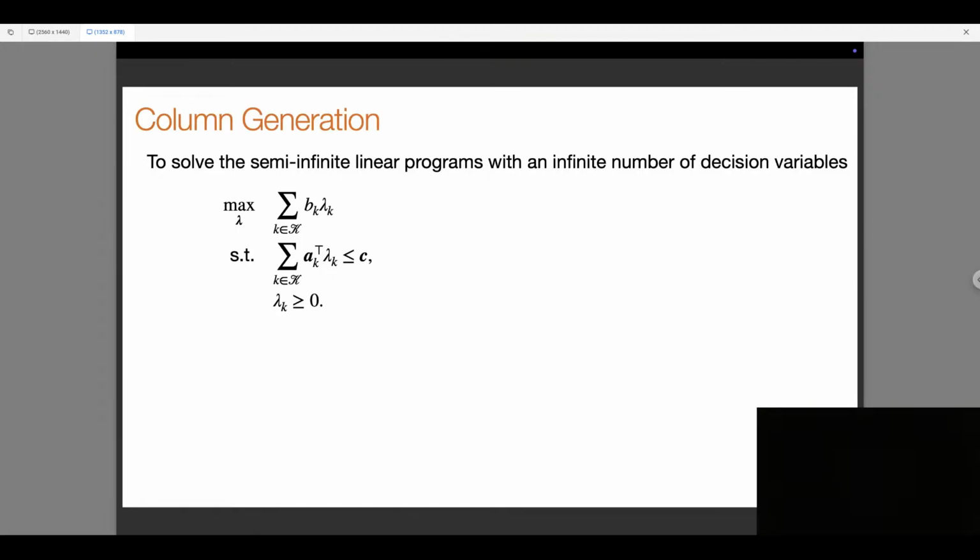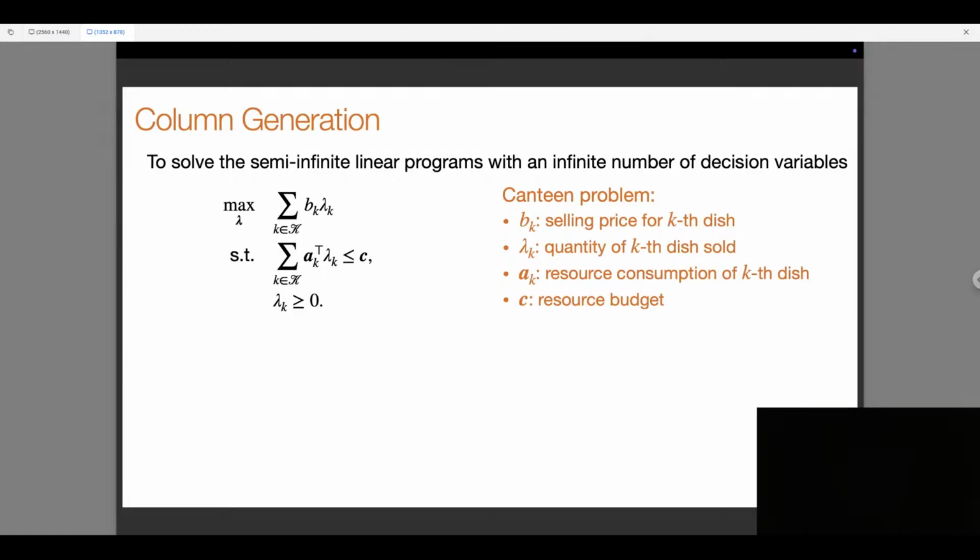And to help with better understanding, we assume there's a canteen problem. Here now the b_k is the selling price for the k-th dish, and the lambda_k is the quantity of the k-th dish we sold, and the a_k is the resource consumption of the k-th dish, such as the protein or the vegetables, and the c is a total resource budget for each resource.